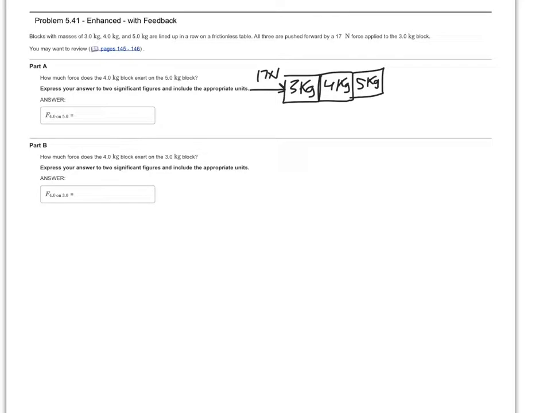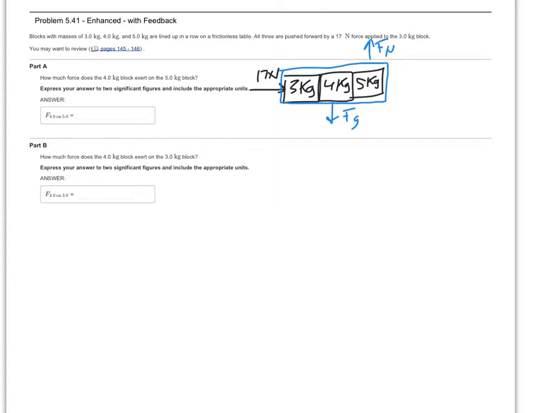But what I'm going to do, and what's going to work out nicely in this case, is to treat this as a system. So we're going to have a 3 kilogram plus 4 kilogram plus 5 kilogram, or 12 kilogram system. We have that 17 Newton force accelerating it to the right. We also obviously would have Fg and Fn, but we actually don't really need those in this case because there is no vertical acceleration and there's no friction, so we don't need to solve for our normal force even.